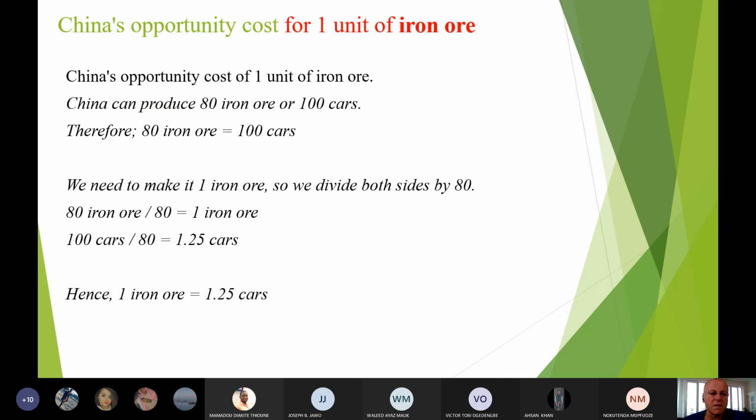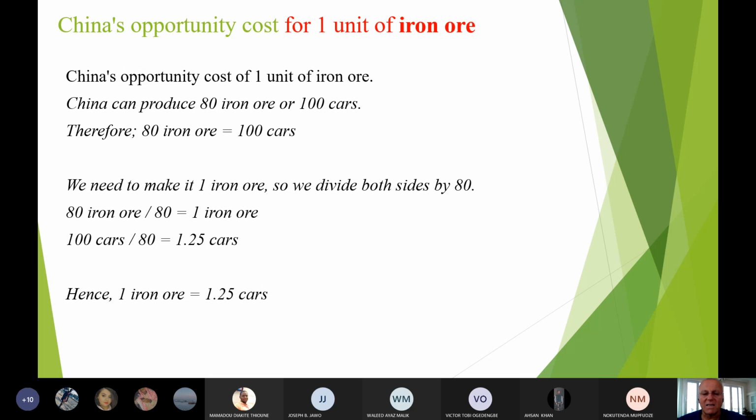As you are observing here, China's opportunity cost of 1 unit of iron ore: it can produce 80 iron ore or 100 cars. Then 80 iron ore is supposed to be equal to 100 cars in the production process. It is not 1 to 1, but 80 iron ore is equal to 100 cars if, let's say, producing in 1 hour. If you are producing 80 in 1 hour and producing 100, then you are observing car production becomes more eligible and more preferable. But let's see what is going to be.